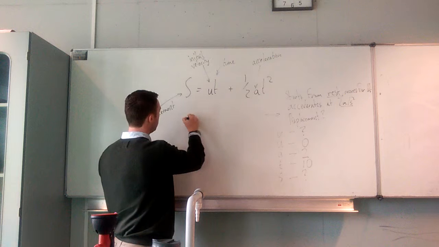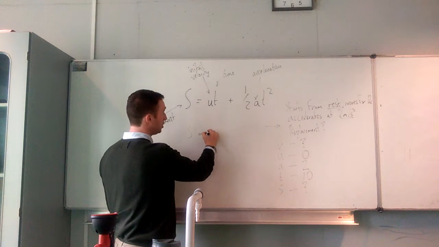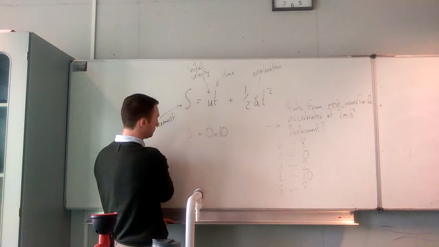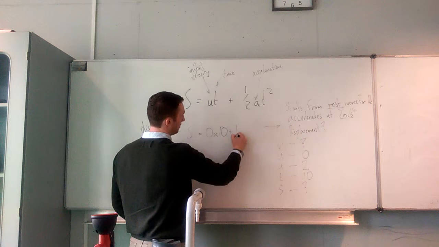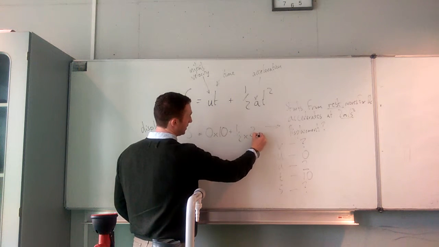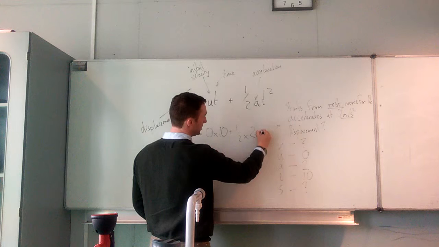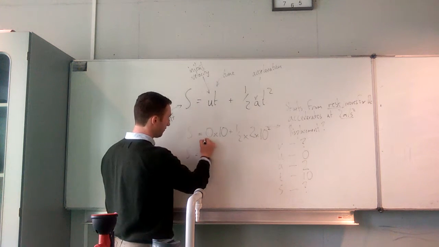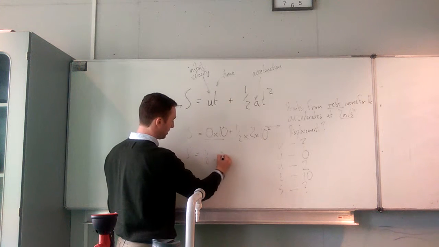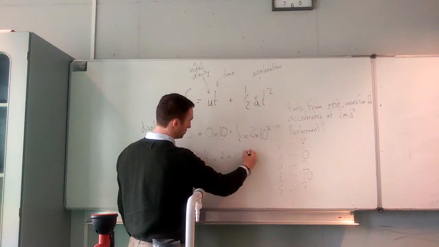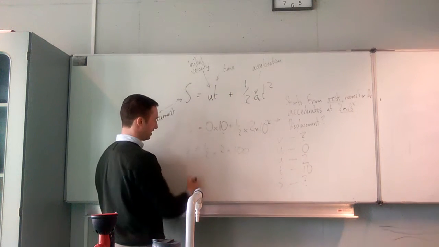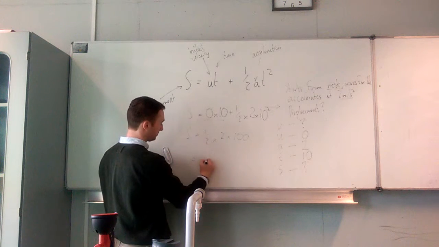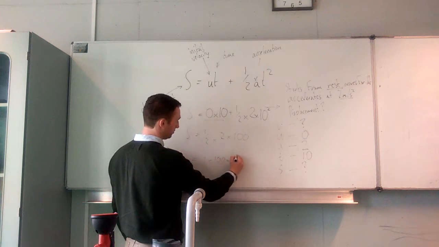And now we can work it out. The displacement of this is u times t, but this is 0 times 10, so we can get rid of this. We don't need this in there. Half times 2, which is the acceleration, times 10, which is the time, squared. So S equals a half times 2 times 10 squared, which is 100. A half times 2 is 1. 1 times 100 equals 100.